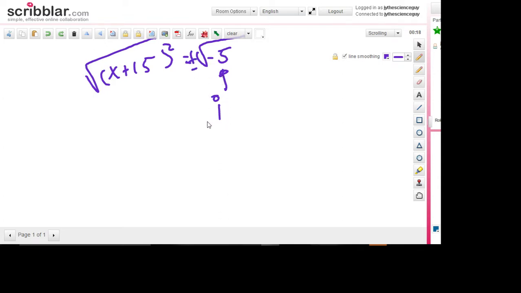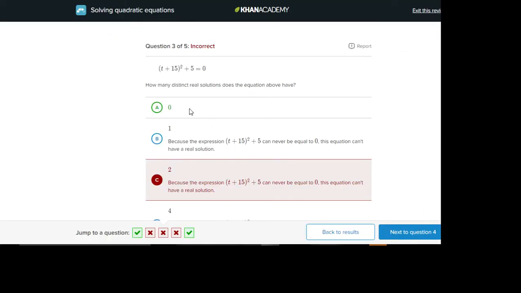So how many real solutions do you get? 0. See how that's the answer? So whenever they give you a binomial square, just use the square root rule. Don't try to factor it.